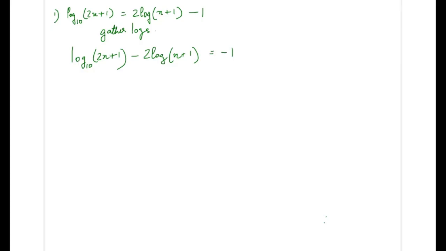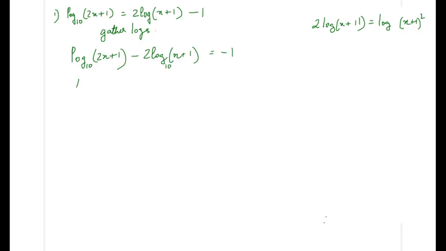Now we're going to use a log law or property to combine these two logs. So remember here, when you have 2 log x plus 1, you can write it as log of x plus 1 the whole squared. So that's what we're going to do here first. Remember, all the bases are 10.